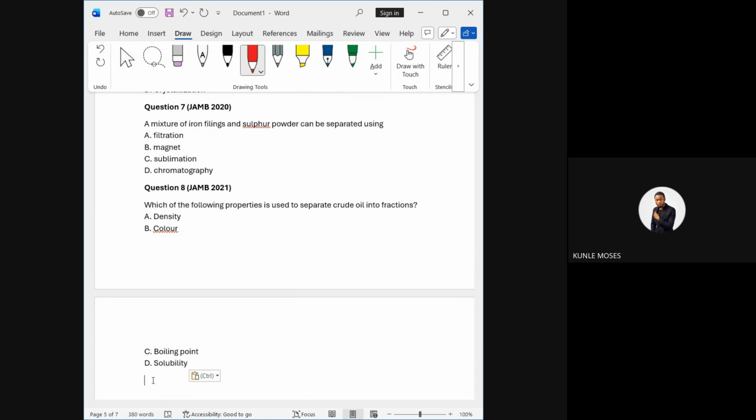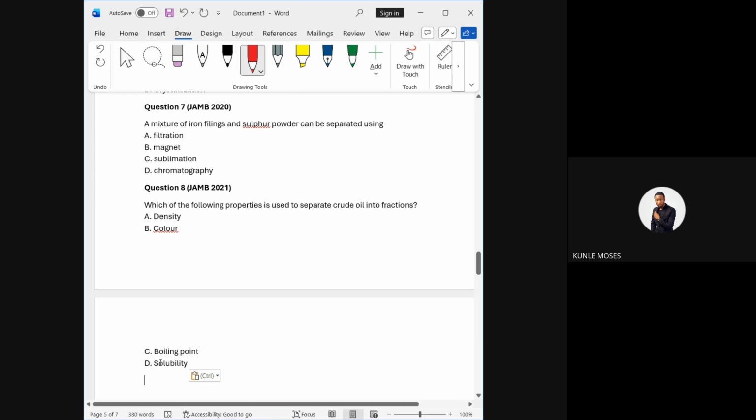Question 8. Justice. Which of the following properties is used to separate crude oil into fractions? I like this question. What is the principle of fractional distillation? That's what they're asking here. Anytime you hear the word property or difference, it's boiling point. Very good. For fractional distillation, we use very close boiling points. For a difference in boiling point, if it is simple distillation, it is wide. If it is fractional distillation, it is close. So for separating crude oil into fractions, we use boiling points. Every component travels at a different boiling point.